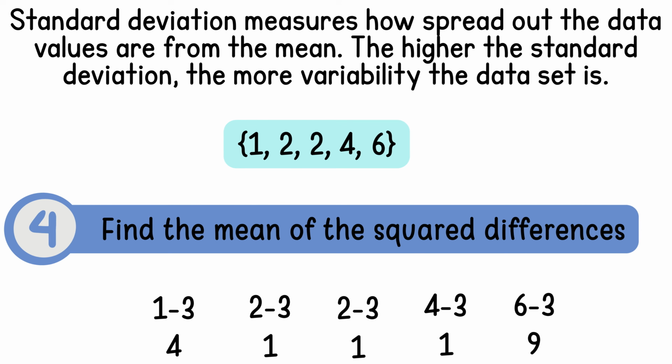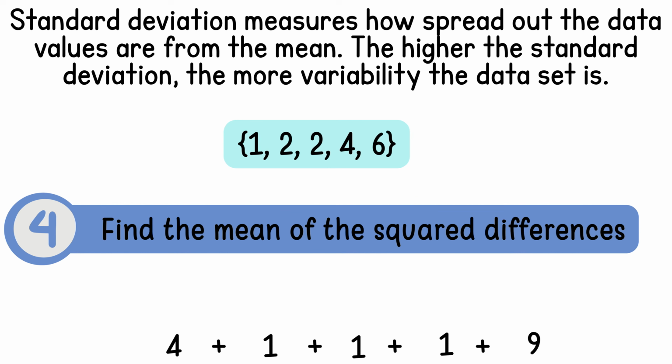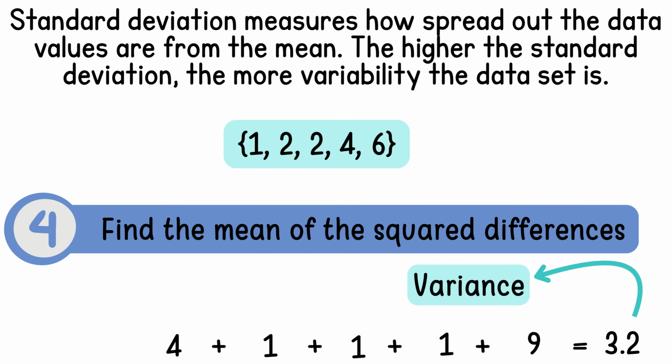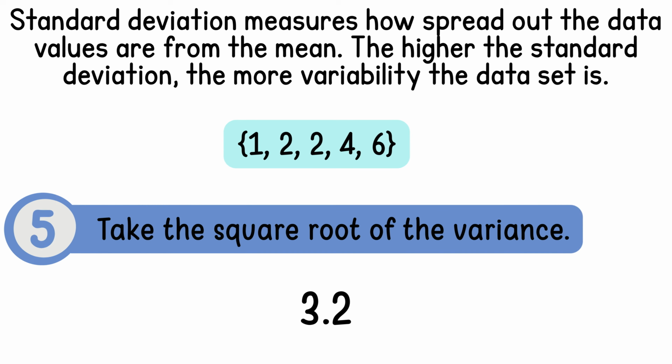Now we're going to find the mean of these squared differences. So we'll add up all of our values, giving us a total of 16. And when we divide by the 5 numbers that we have, we'll get a mean of 3.2. This is also called the variance. Our last step is to take the square root of the variance, which was our mean of the square differences. So when we take the square root of 3.2, we get an answer of 1.79.